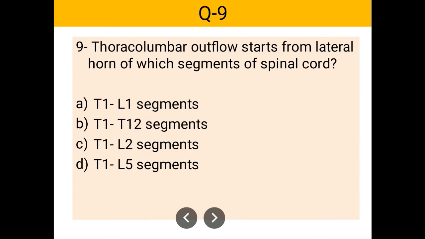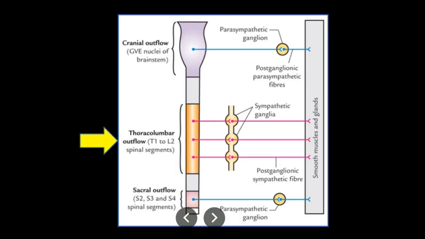Next we have question number 9. Thoracolumbar outflow starts from the lateral horn of which segment of the spinal cord? If you remember, sympathetic and parasympathetic outflow is talking about the same thing here. So thoracolumbar is actually the sympathetic outflow, so it is from the T1 to the L2 segment. Okay, here we have the thoracolumbar outflow.